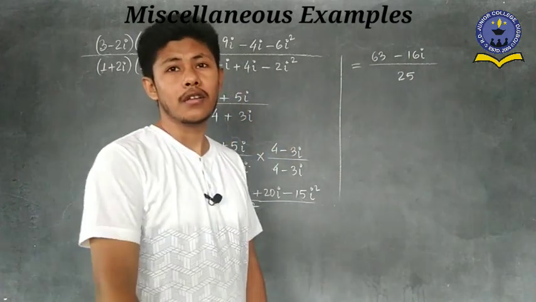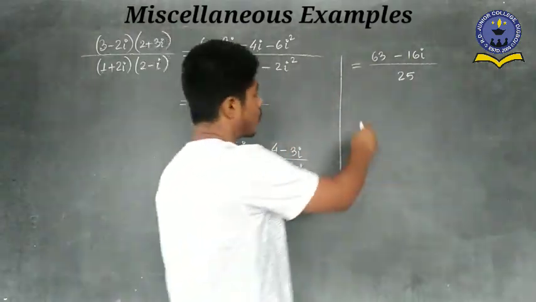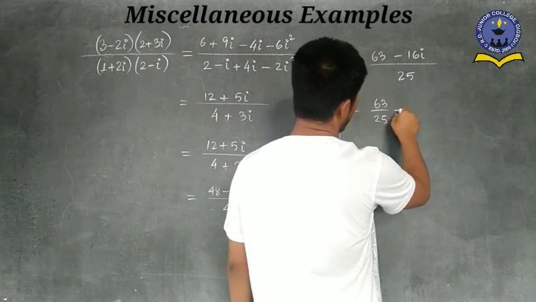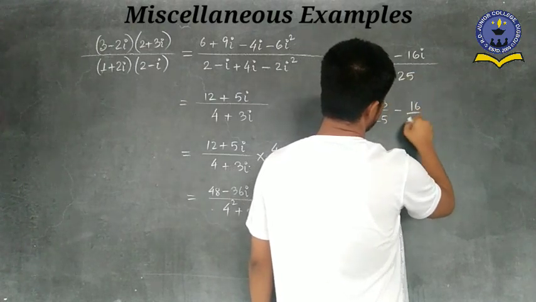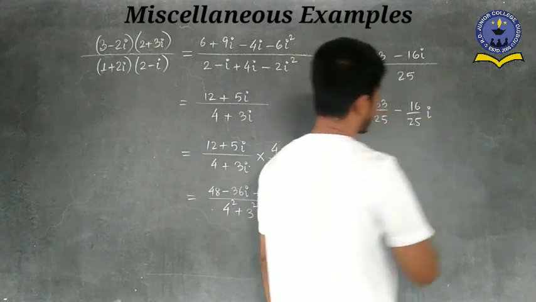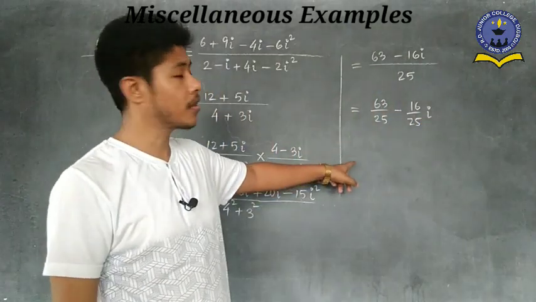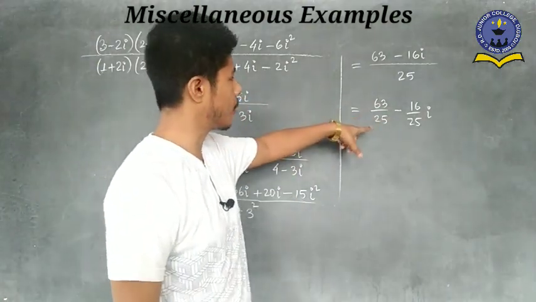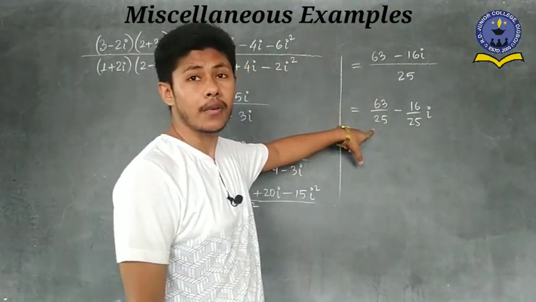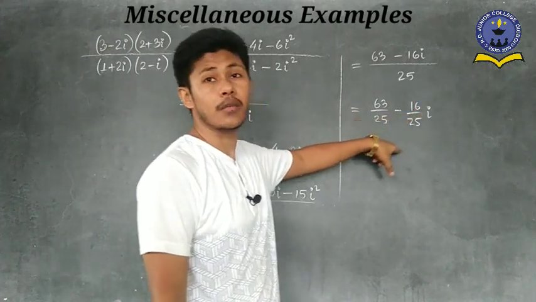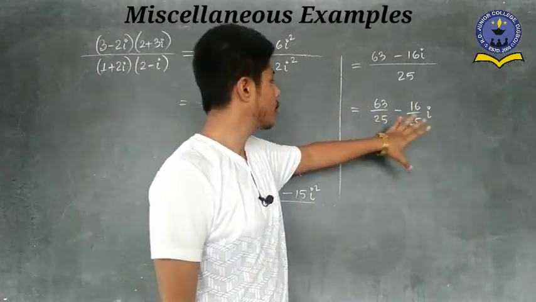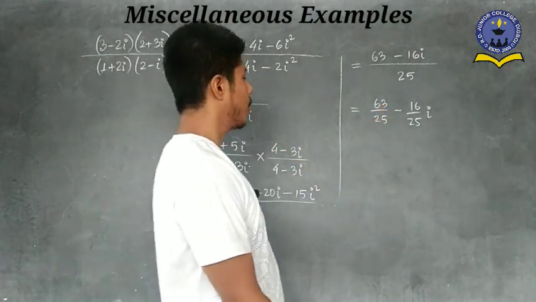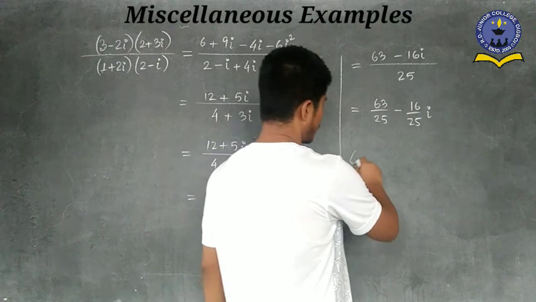Is it clear? Now we have to convert this into a plus ib form, so we write 63 by 25 minus 16 by 25 i. Now this is a complex number in the form a plus ib, here it is a minus ib. So 63 by 25, and minus 16 by 25 into i. So this is the a plus ib form. Now we have to find the conjugate of this one.